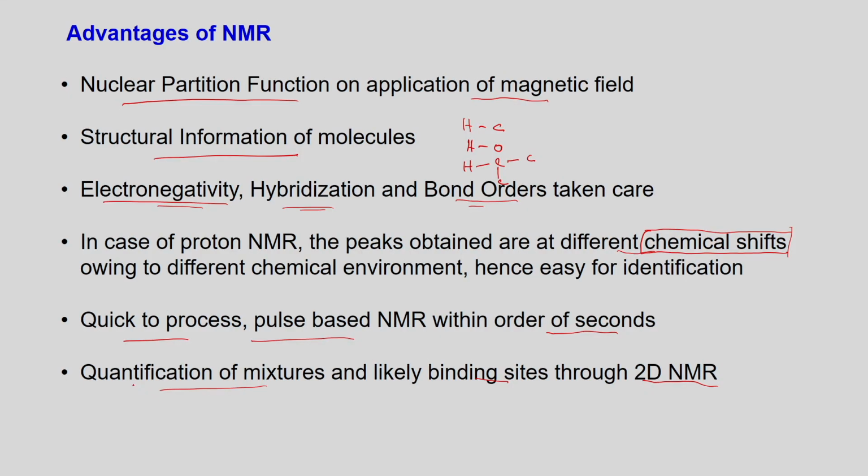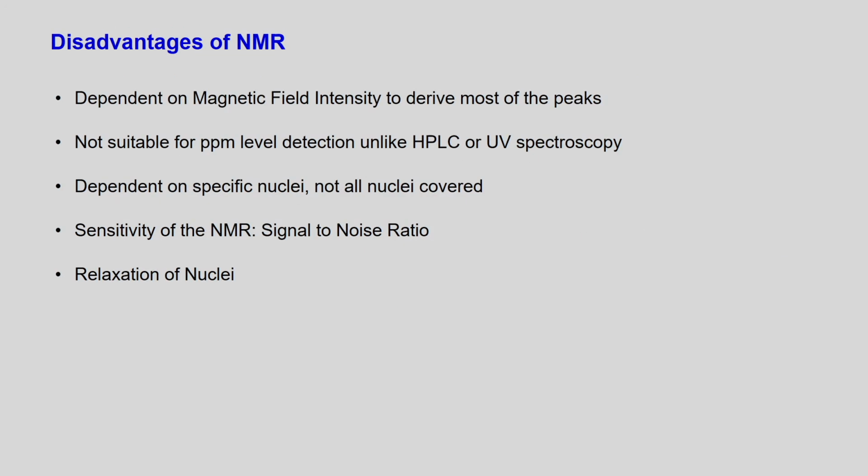Quantification of mixtures is generally not used, and I will tell you why. The disadvantage you should also see: it is dependent on the magnetic field to derive most of the peaks first. So, the higher the magnetic field, the better the results, but at the cost of higher energy. So, it is dependent on the field. It is not suitable for ppm level detection, unlike HPLC or UV spectroscopy, which you must already know. At very low concentration, you will not be able to detect whether that particular molecule is there or not. So, for ppm level detection, you need some other specialized instrument. So, it is not useful.